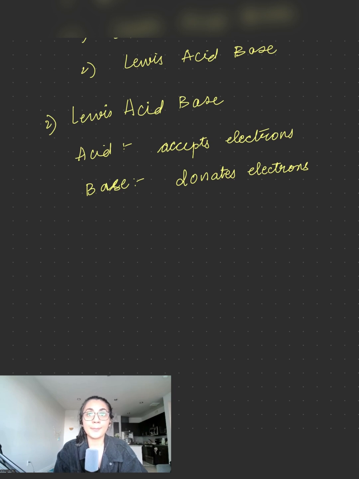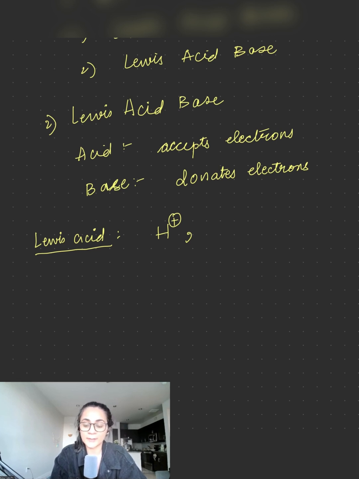So what would be an example of an acid, meaning a compound that will accept electrons? A compound, atom, or element that is electron deficient would accept electrons. An example of a Lewis acid would be a species like H plus, because it does not have electrons. It's electron deficient. The plus sign here means that it has donated its electron.